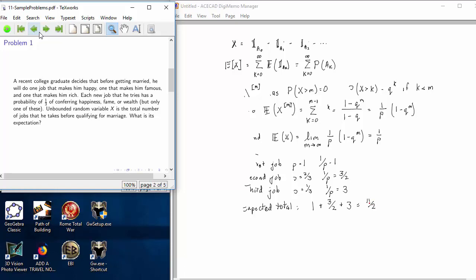You'll see, I believe, when you do the homework, that there are significantly more complicated variants of this problem. Okay, let's move on to number 3.